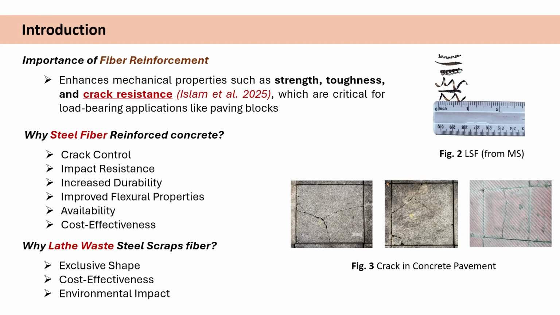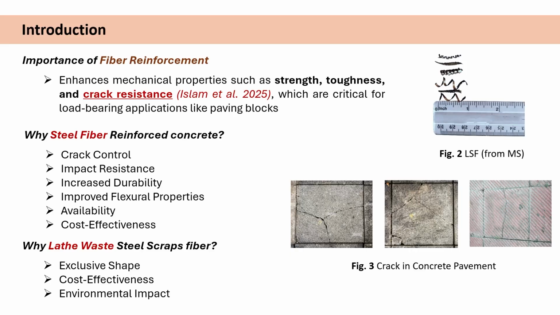Introduction of the study. Fiber reinforcement plays a major role in improving mechanical properties, especially crack resistance, impact strength, and flexural behavior. This is crucial for paving blocks, which often fail due to cracking. Steel fibers are known for improving durability, toughness, and resistance to impact and cracking.